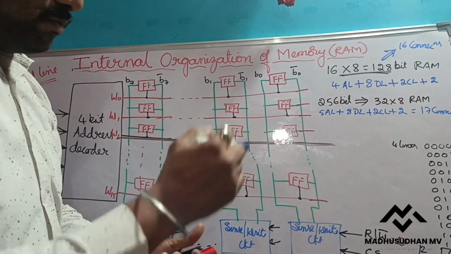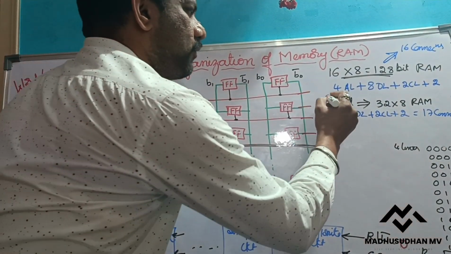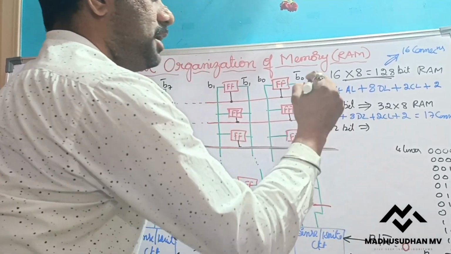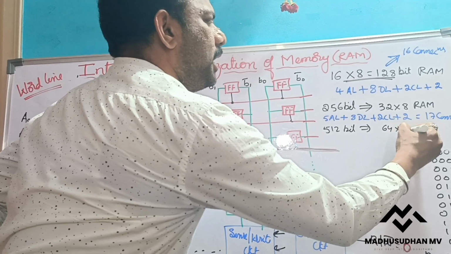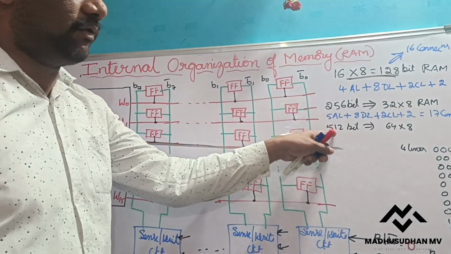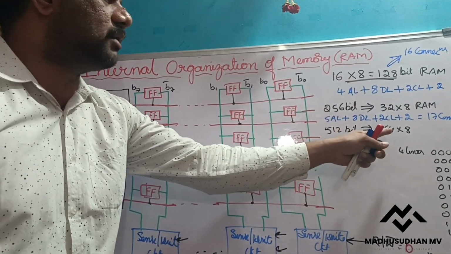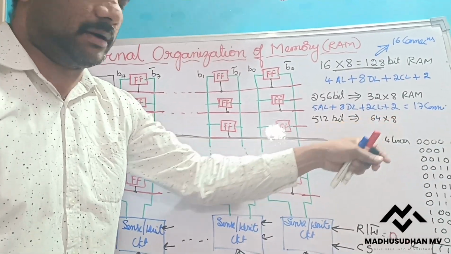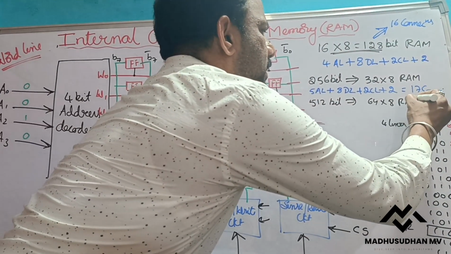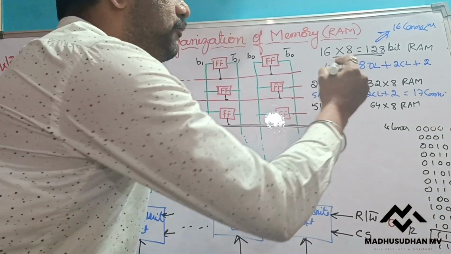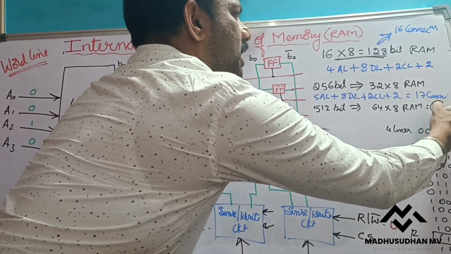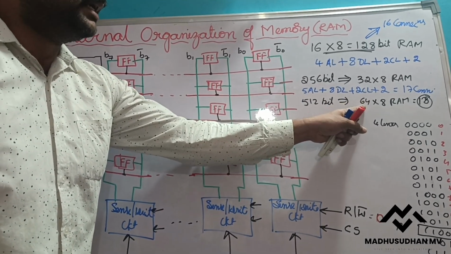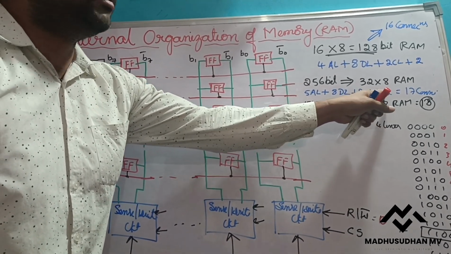Similarly, let us go for a little more data, from 256 to 512 bits. 512 bits means 64 into 8. Simply divide: if you want 512 bits, divide by 8 and you get 64 words, 8 bits in each word. So this is a 64 cross 8 RAM, and for this you need 18 connections, because 64 means 6 address lines, 6 plus 8 is 14, plus 2, plus 2.